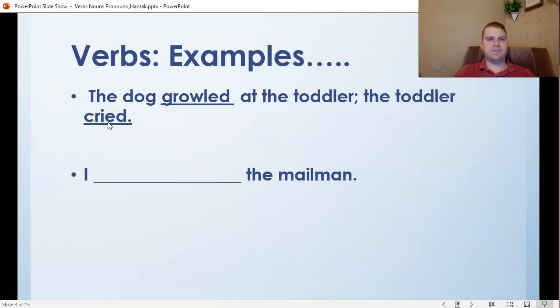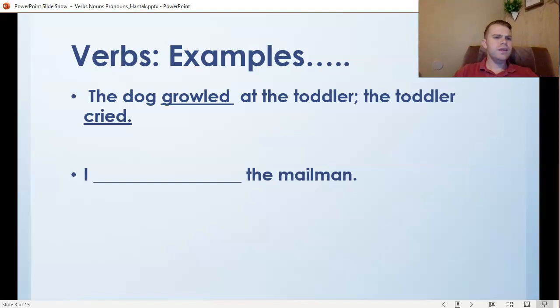What did the toddler do? The toddler cried. Notice that there's 2 actions in that sentence. There's what the dog is doing. The dog is the subject and it is growling. The action of the toddler, he or she, male or female, is that he or she is crying.